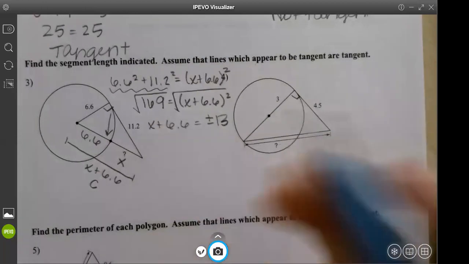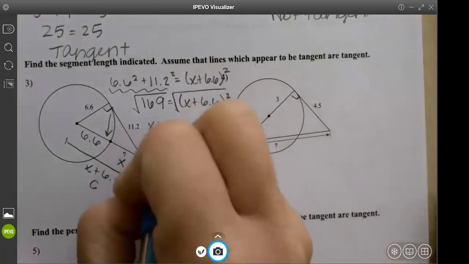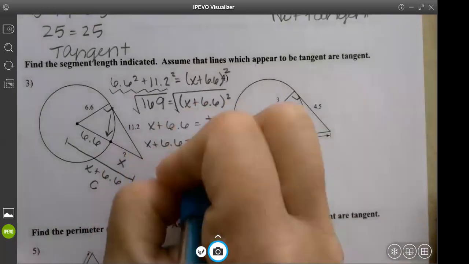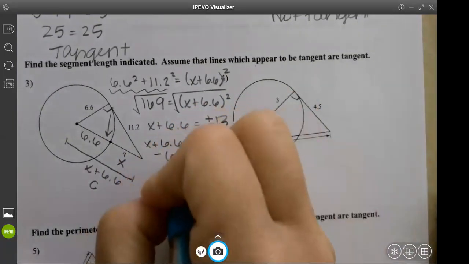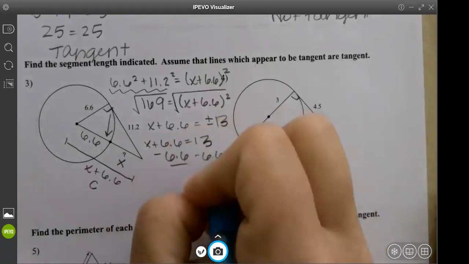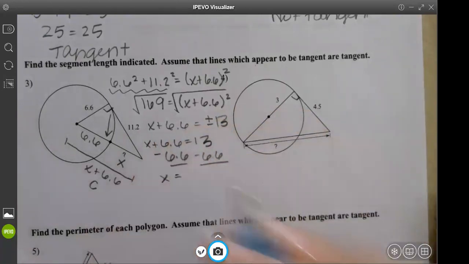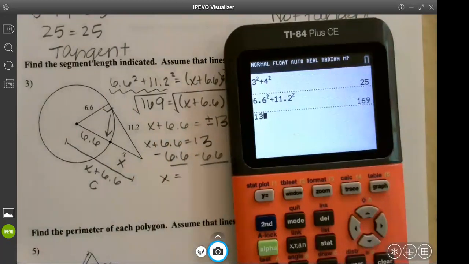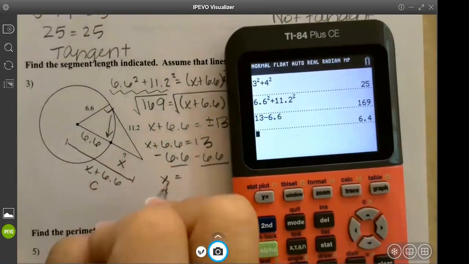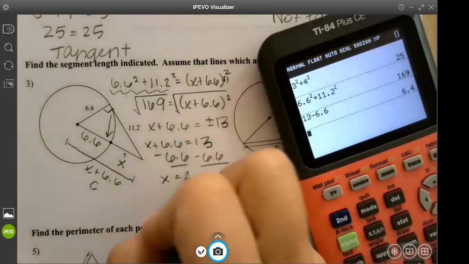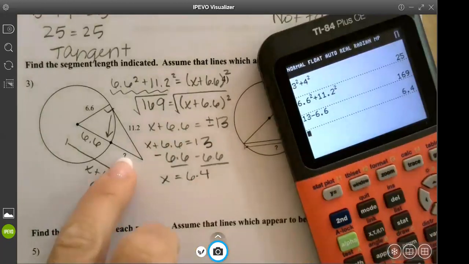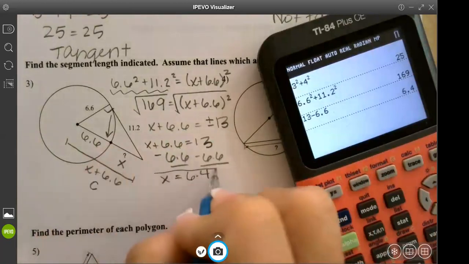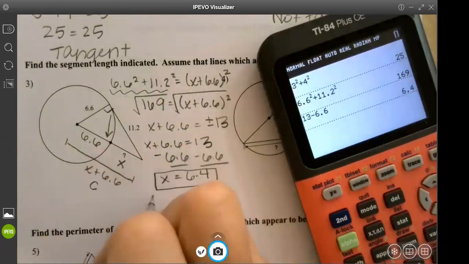All right, remember it's a positive and negative 13, so I'm going to split this into 2 equations. A positive 13, I'm going to solve it. So we're going to subtract 6.6, and we get 6.4. Since this is a specific measure, it has to be positive. So this one's going to work. The other one may not.